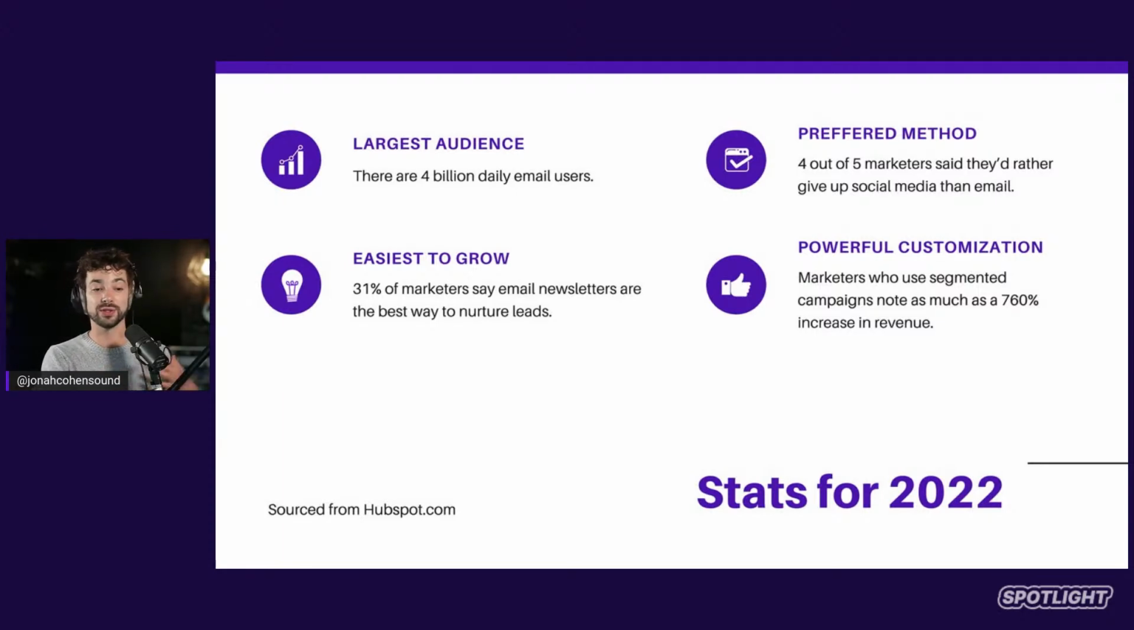So even if followers come and go, if you get someone on your email list, it's a much easier platform to maintain a relationship with that person. It is still the preferred method. Like I've been saying, 4 out of 5 marketers said that they would rather give up social media than email. So if that gives you an idea of how powerful it is, it really is the number one tool.